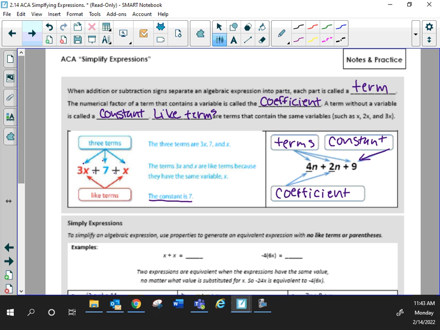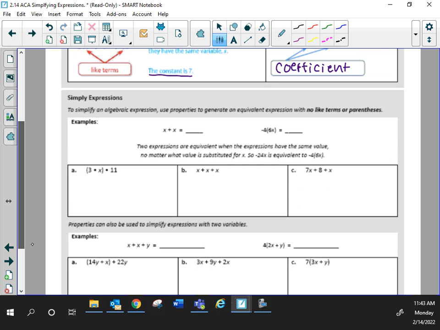All right. So, just practicing a little bit more, combining like terms, simplifying expressions. To simplify an algebraic expression, use properties to generate equivalent expressions. If I have x plus x, think of the model. If I have x plus another x, in total I have 2x. I can only add like terms.